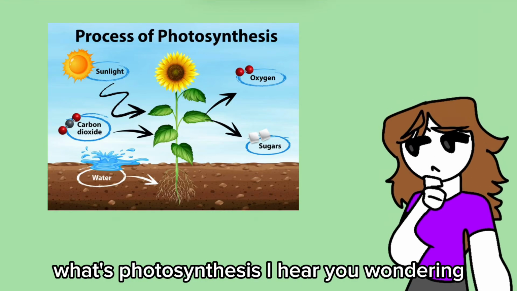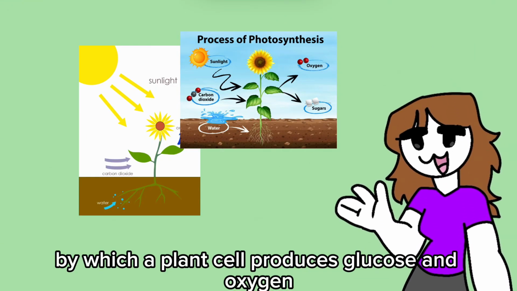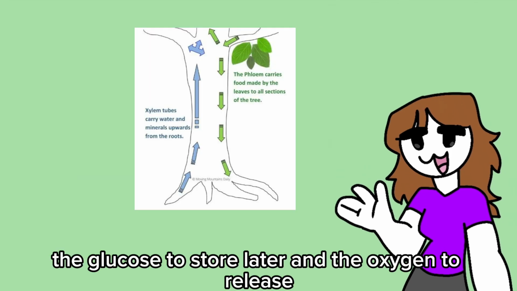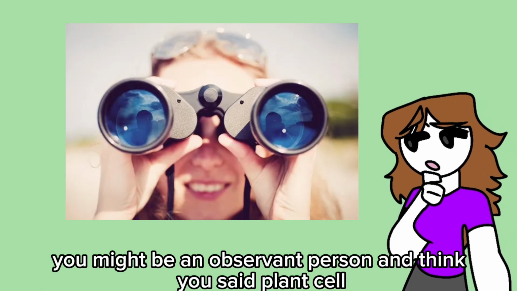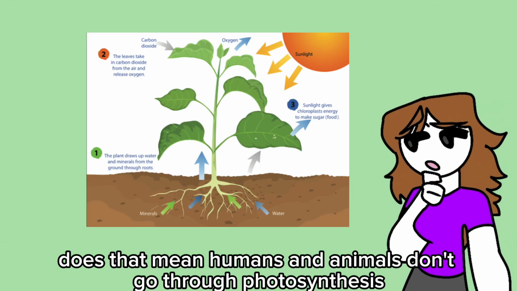What's photosynthesis, I hear you wondering? Photosynthesis is the process by which a plant cell produces glucose and oxygen, the glucose to store later and the oxygen to release. You might be an observant person and think, you said plant cell. Does that mean humans and animals don't go through photosynthesis?